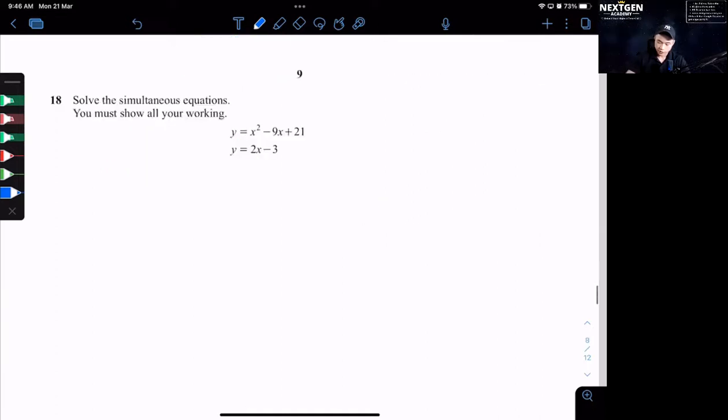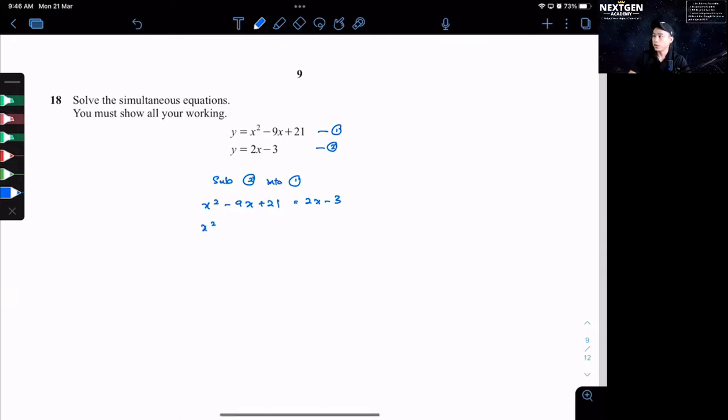Question 18. Solve the simultaneous equation. You must show all your working. All right, so we have one quadratic, one linear. So we can't do elimination for this type of question. The only way is to do substitution. I like to do it like this so that it's systematic. So I put it as equation 1, equation 2. So sub equation 2 into equation 1. So we sub the y value because both has y.